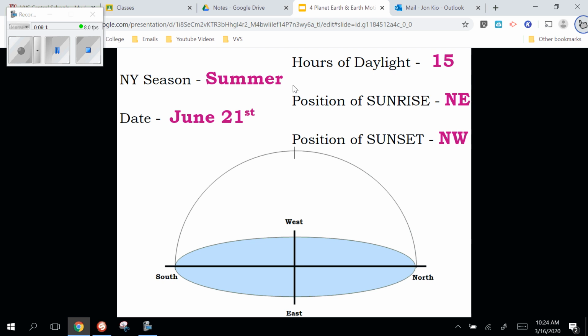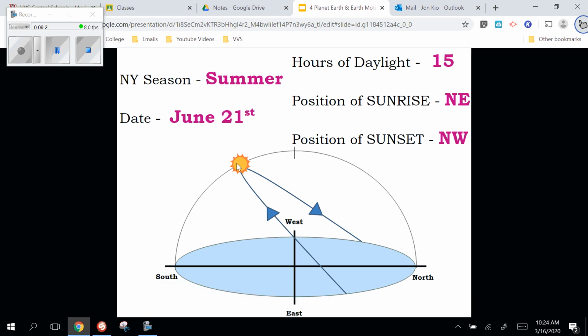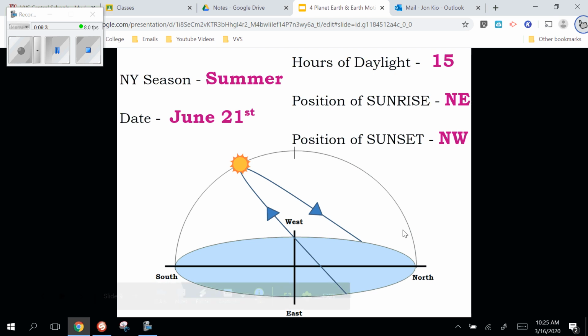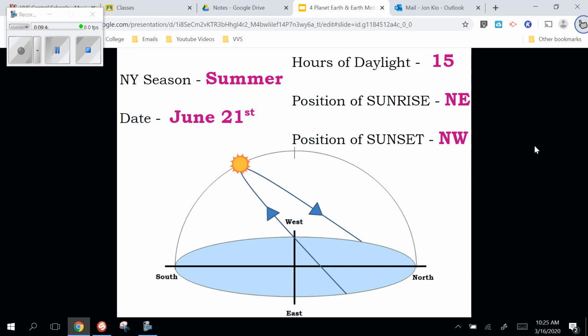So our apparent path, the path that the sun is going to take through our sky, in terms of what we see, is going to look kind of like this. All right, the sun rises over here in the northeast, takes a long path through the sky, reaches a peak at about 70 degrees above the horizon at noon, due south, and it sets north of west. And this whole line right here is about 15 hours long. Okay, the sun is high in the sky, and it's out for a long time. Summertime, hot, higher temperatures. Okay.